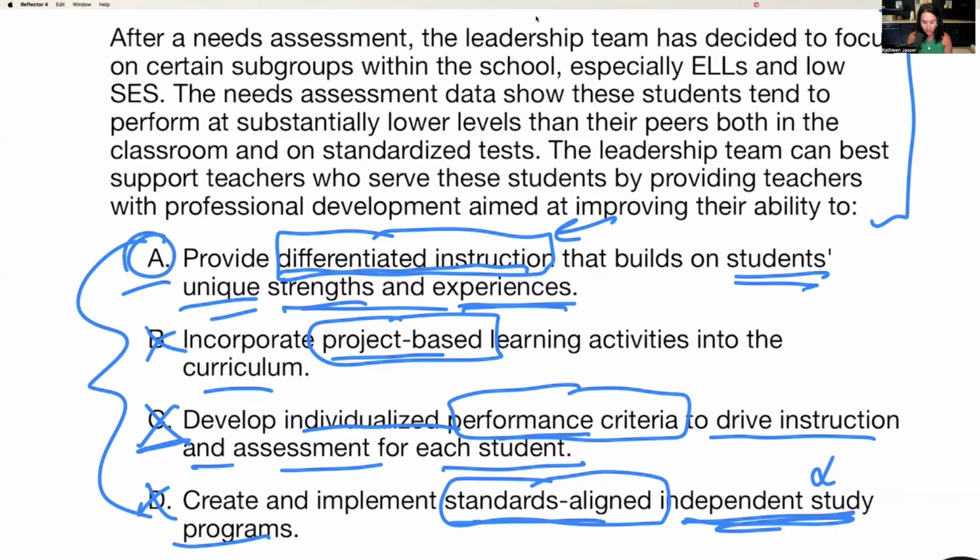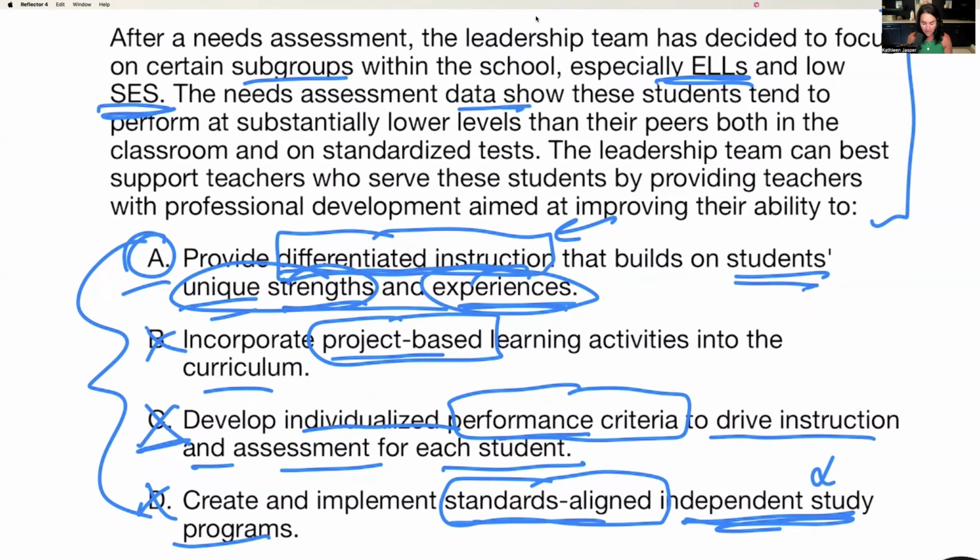Now, you can go through here. Basically, it says after a needs assessment, the leadership team decides to focus on certain subgroups. These are ELL students and low socioeconomic. Now, instead of saying these students don't speak English, these students come from poverty, we say these students have unique strengths, because they do. Students who are able to be bilingual, that's a strength. Students who are survivors who come from poverty, they have different experiences. This is a good thing. They have lots of strengths and experiences to share.